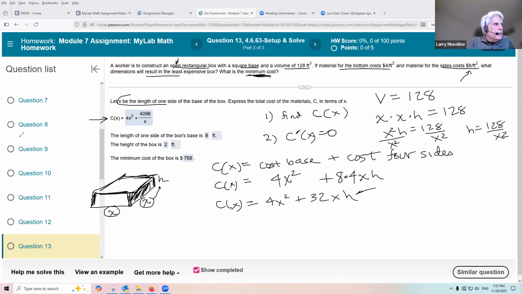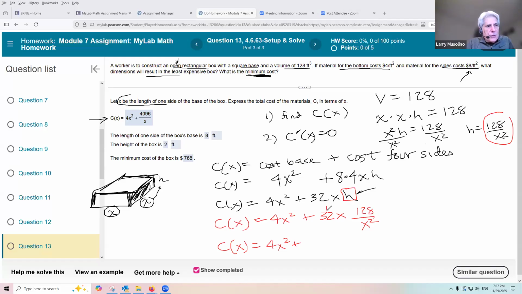Let me plug that in, or substitute that for this h. That means I can get rid of h and just have a cost function with x alone. So in place of h, I'm going to drop in 128 over x squared. All right, let's multiply this out. 32 times 128 is 4096. There's an x on top and an x squared on the bottom. That leaves me just an x on the bottom. So we just found the cost function.